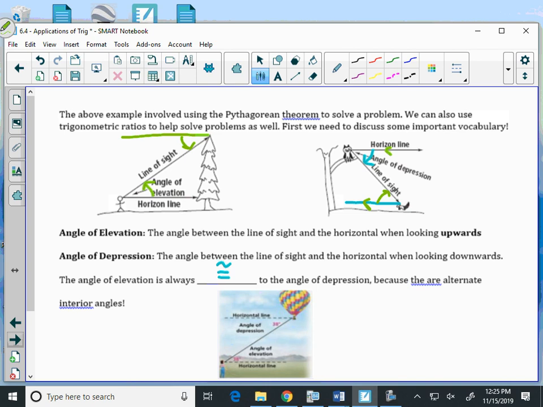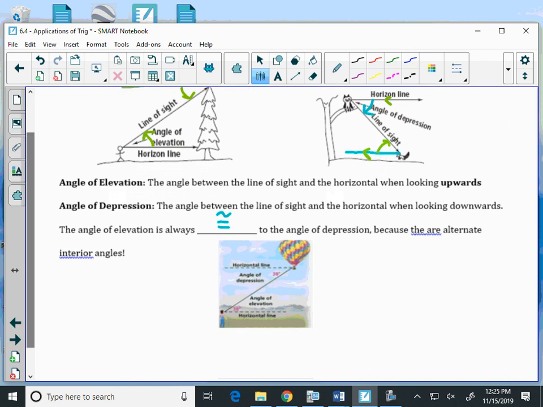And then same thing in this hot air balloon. The person's looking up at the hot air balloon, but the person in the balloon is looking down at the person. Here's an angle of elevation. Here's an angle of depression. Those are the same. Again, those horizontals are parallel to each other. The line of sight is acting as a transversal. So this angle right here, the angle of depression, is 38. The angle of elevation is going to be 38.